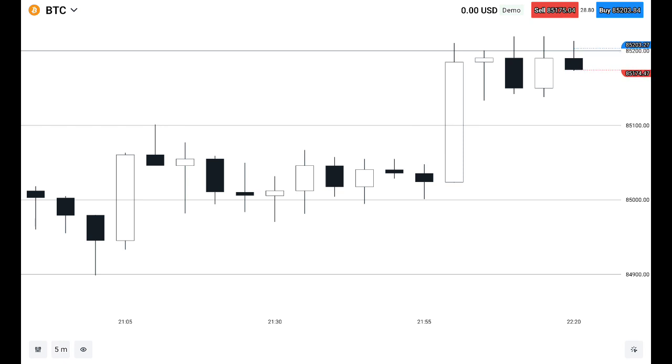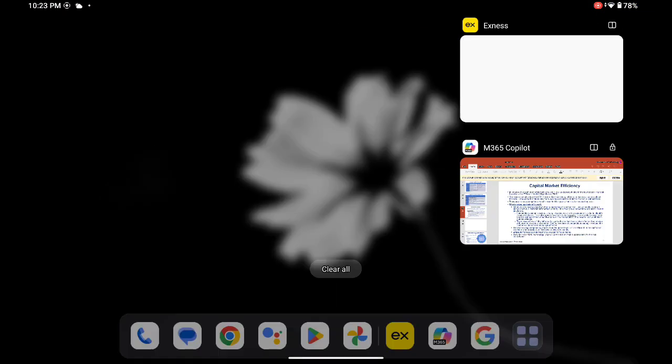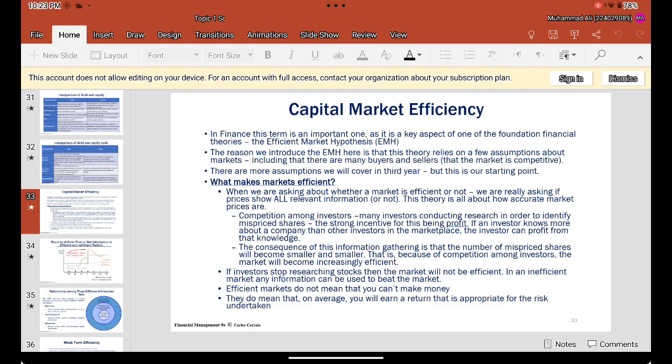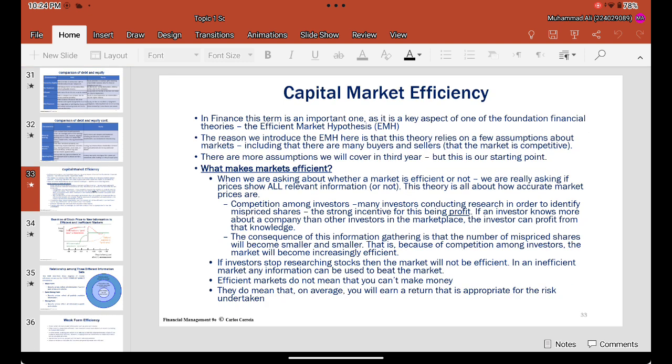So that's the efficient market hypothesis, but there are different forms, and we're going to go into that now, and it's quite interesting. So, what makes the market efficient? When we're asking whether a market is efficient or not, we are asking if the prices show all relevant information. If we say the market is efficient, then the price I showed you is showing everything, it knows everything that happened, all information publicly. If the share price is not a good representation of what the company is actually valued at, then it's inefficient, right? And we can discuss why it's inefficient.